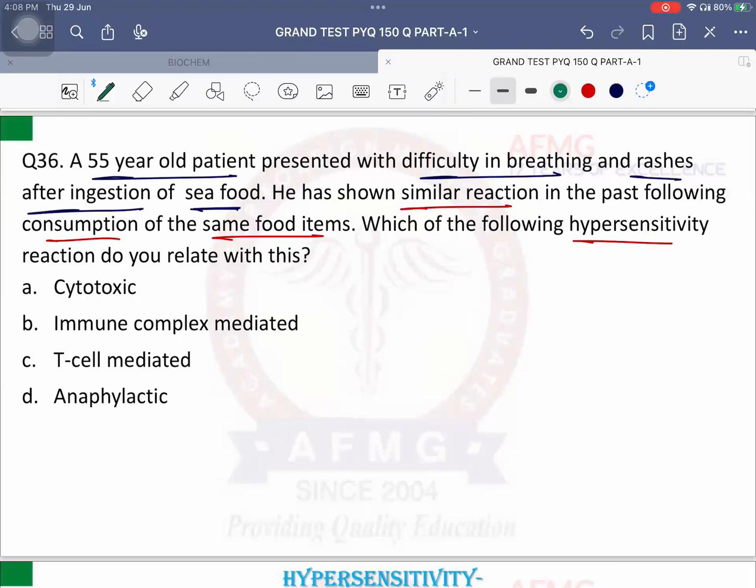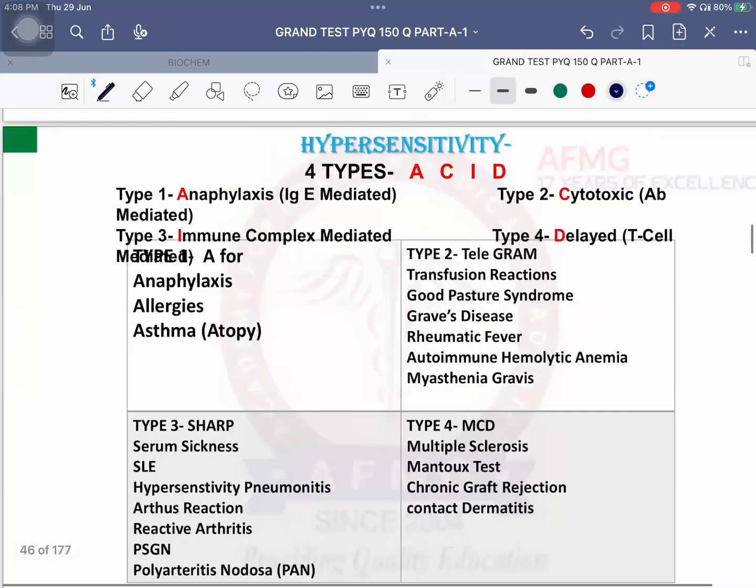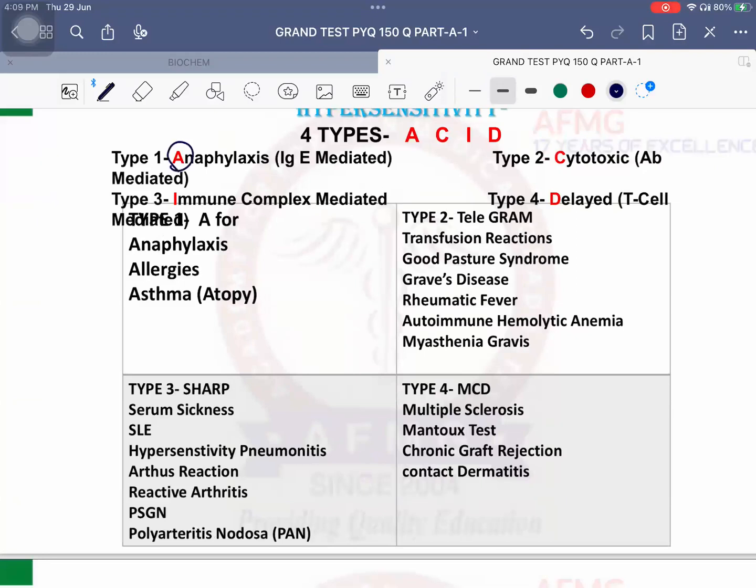Usually when the patient is allergic to these food items, patient starts developing usually respiratory distress or difficulty in breathing along with some rashes on the skin. Okay, so it is a type of anaphylactic hypersensitivity, that is type 1 hypersensitivity. This is the mnemonic. ACID is the mnemonic. Type 1 hypersensitivity is anaphylactic. Which antibody mediated? IgE mediated. Type 2 hypersensitivity is cytotoxic, that is antibody mediated. Type 3 hypersensitivity is immune complex mediated. Okay, that is antigen antibody complex mediated. Type 4 hypersensitivity is delayed type of hypersensitivity, can also be called as T cell mediated hypersensitivity.